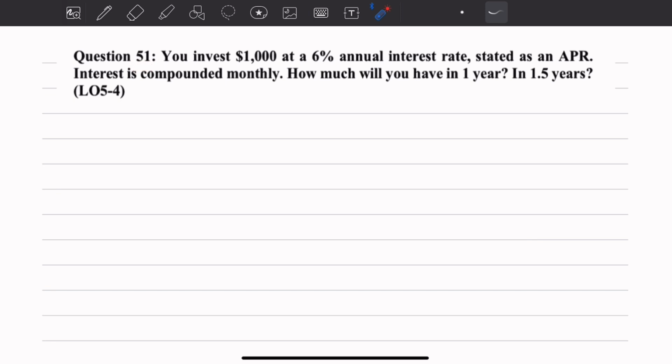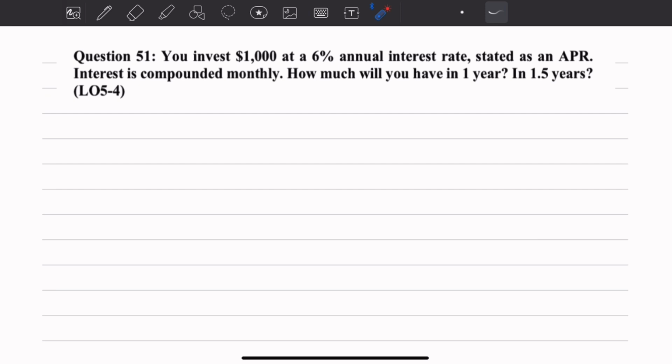In this video we're going to be looking at problem number 51, so let's read it together. It says, you invest $1,000 at a 6% annual interest rate, stated as an APR. Interest is compounded monthly. How much will you have in 1 year? And in 1.5 years?